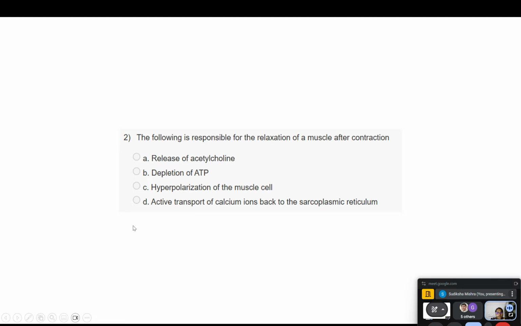The following is responsible for relaxation of muscle after contraction: release of acetylcholine, depletion of ATP, hyperpolarization of muscle cell, or active transport of calcium ions back to the sarcoplasmic reticulum. The answer is active transport of calcium ions back to the sarcoplasmic reticulum. If the calcium ions are no longer present, troponin and tropomyosin can go sit in their respective places.